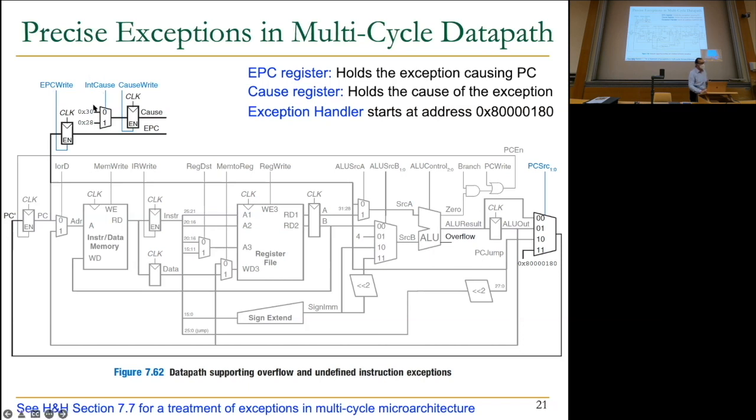In this case, there are two of them, as I said. It could be an undefined instruction. It could be an overflow in an integer operation. And you also save the PC program counter. Basically, this is the exception causing program counter so that you can actually put it somewhere. And then you need support for starting the exception handler. So there's a single exception handler in this particular case. Exception handler starts at this address.